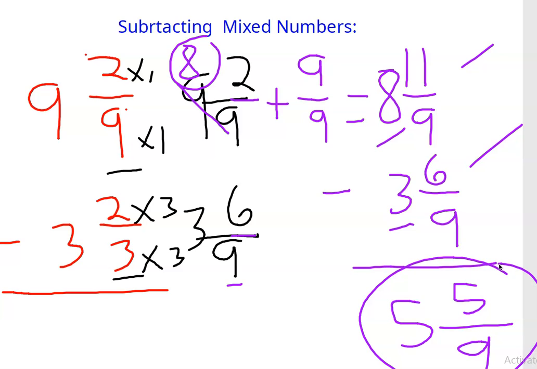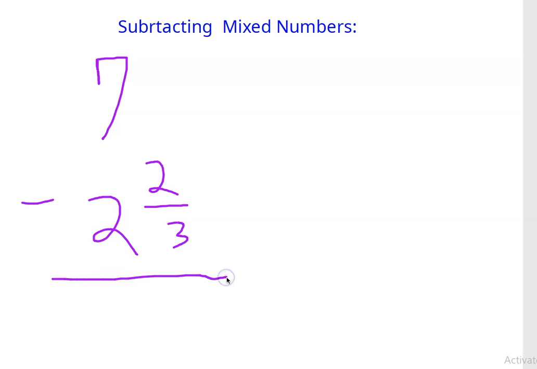All right, now let's enter the last type of problem. That's when we have a whole number. For example, 7 minus 2 and 2/3. Now, the answer is not 5 and 2/3. It looks like it might be, but what you have to understand is this is really 7 and 0/3. And you can't take 2 from 0, so you need to regroup.